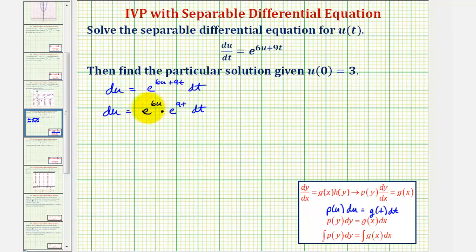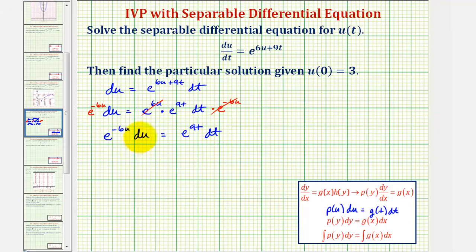Notice how this exponential contains the variable u, so we want this factor to be on the left side of the equation with du. To do this, we can multiply both sides of the equation by e raised to the power of negative 6u. When we multiply e to the 6u and e to the negative 6u, we add the exponents, giving us e to the 0, which is equal to 1. So this product is equal to 1, and therefore we have e raised to the power of negative 6u du equals e to the 9t dt.